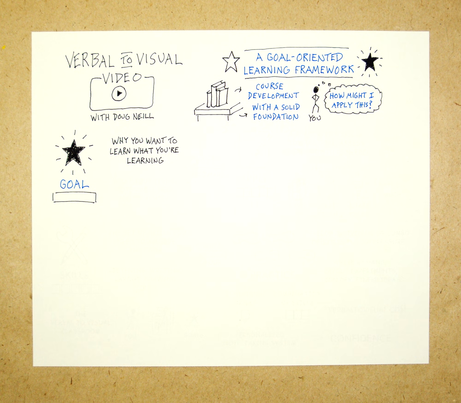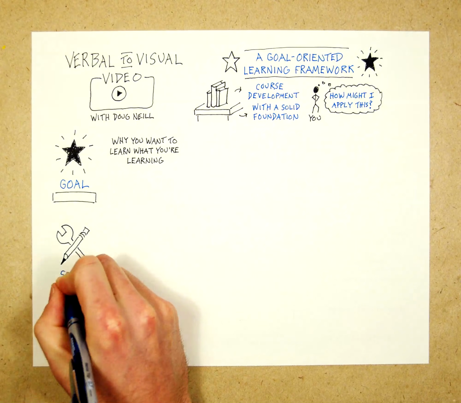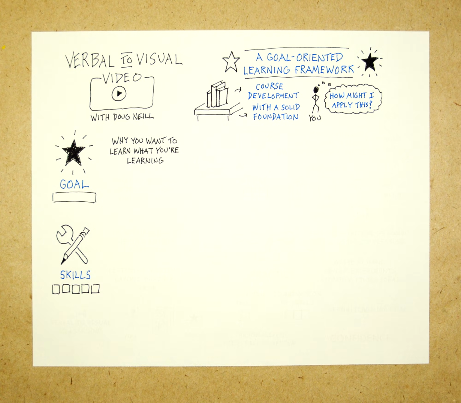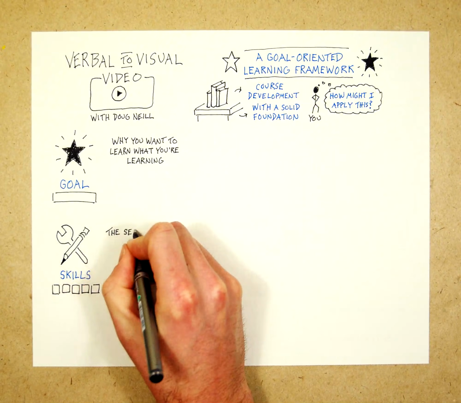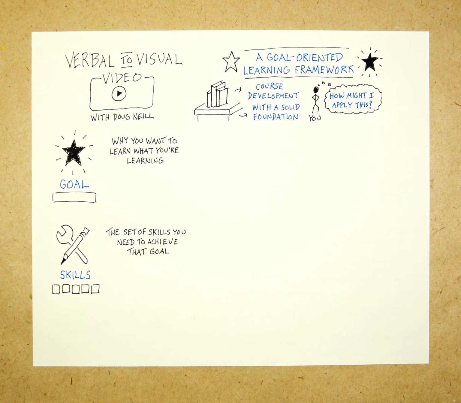In order to achieve that goal, you're going to need to develop some skills. That's the second part of this framework. A set of skills that, when combined, will allow you to achieve your goal. I think it's useful to break things down into individual skills because that adds a bit of specificity, a bit of focus to this process.